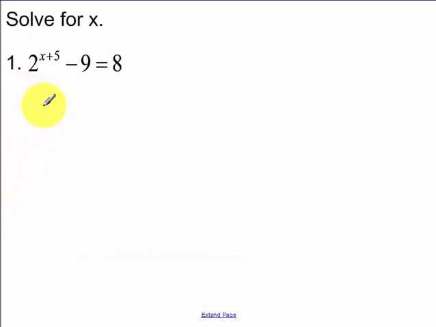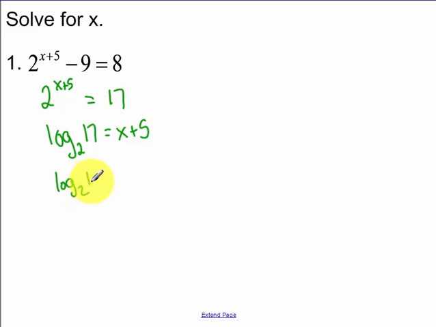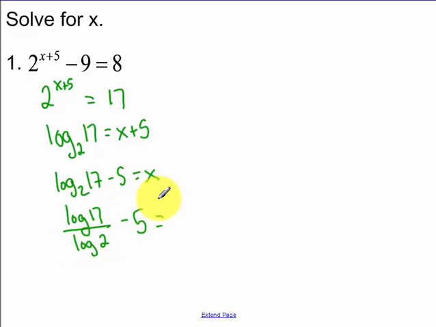Okay, solving this guy for x. We add 9 over. Now you use logarithms to solve. Log base 2 of 17 is equal to x plus 5, and then I subtract 5 over. Using the change of base formula, this approximates to negative 0.913.